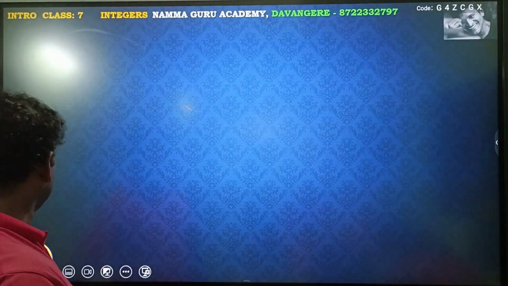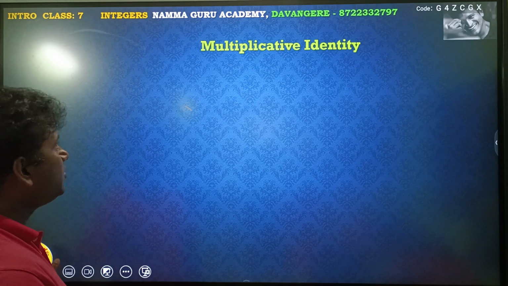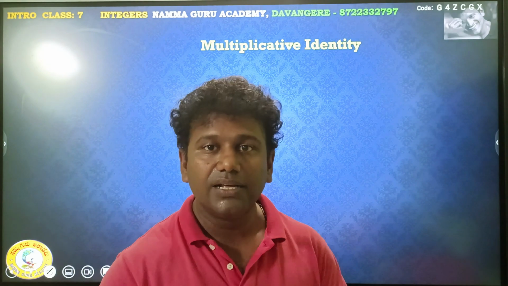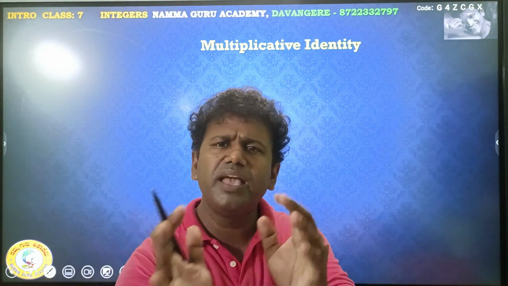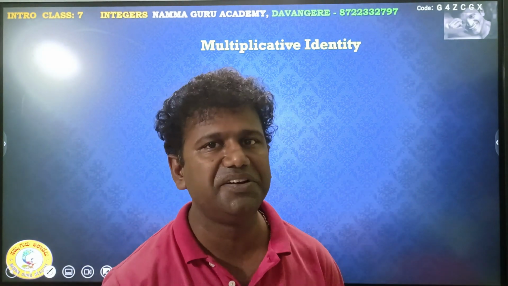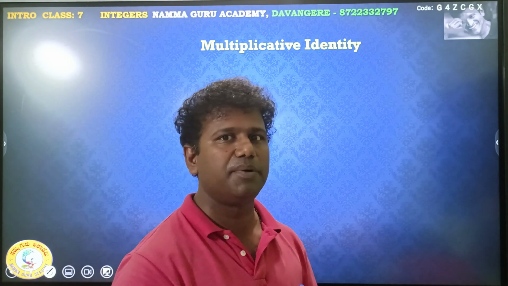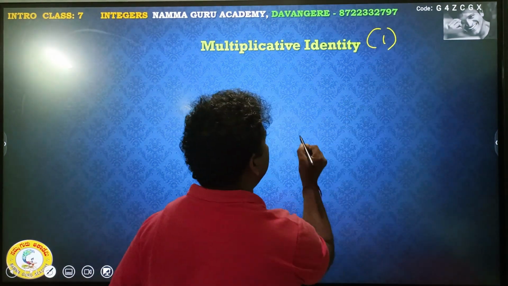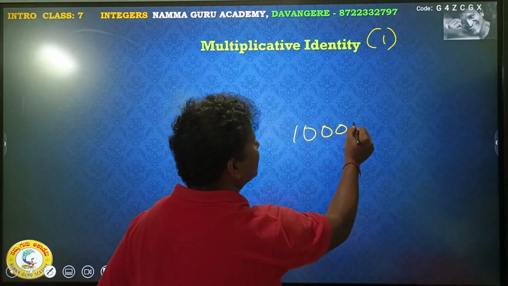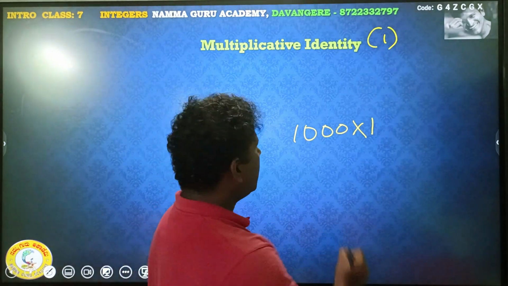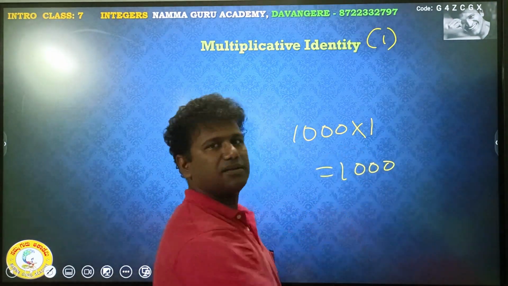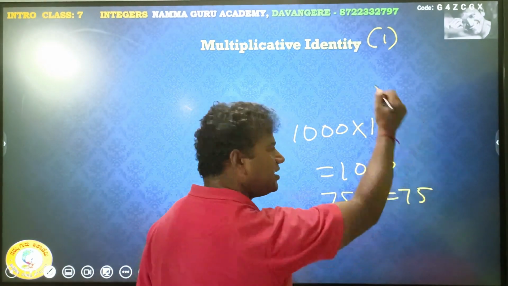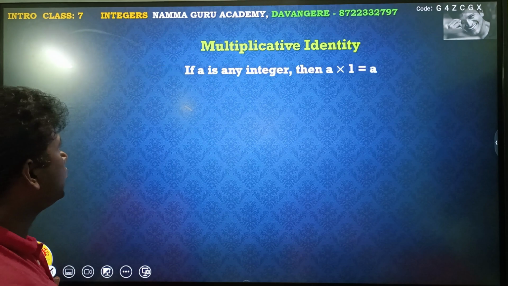Now we have two concepts left. They are multiplicative identity and multiplicative inverse. In additive identity, what did we see? We saw that by adding which number, the same number comes. It is called additive identity. In the same way, by multiplying which number do we get the same number? That is 1. If you multiply 1000 by 1, the answer will be 1000 only. 75 into 1, the answer will be 75 only. I hope you have understood.